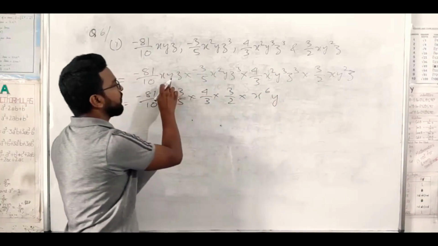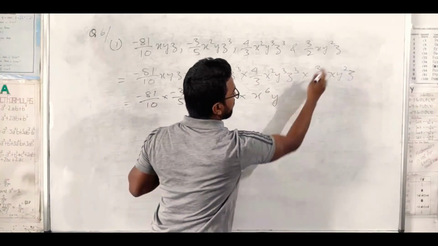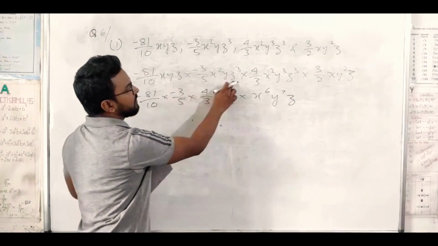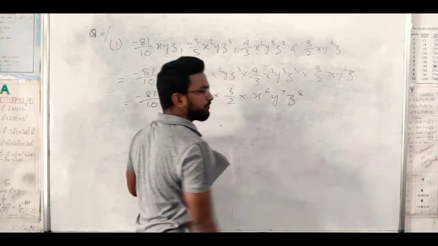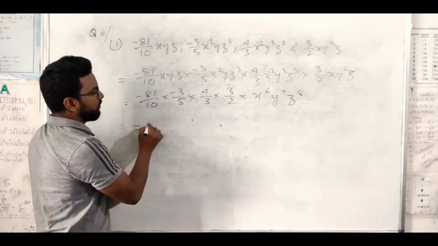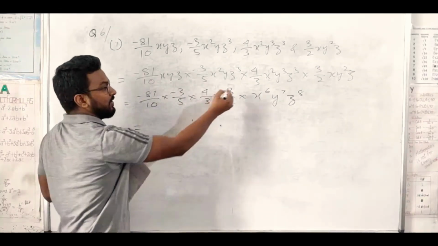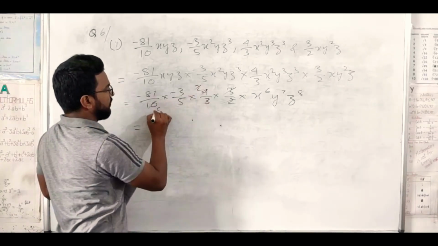How many y? 1 plus 1, 2, 2 plus 3, 5, 5 plus 2, 7. How many z? 1 plus 3, 4, 4 plus 3, 7, 7 plus 1, 8. Okay, so just multiply, check whether you can cancel it or not. You can cancel this one, this will be 2, this will be 5.